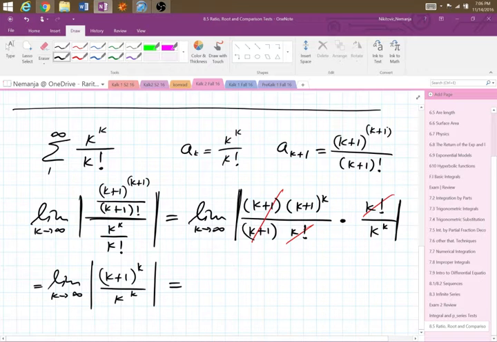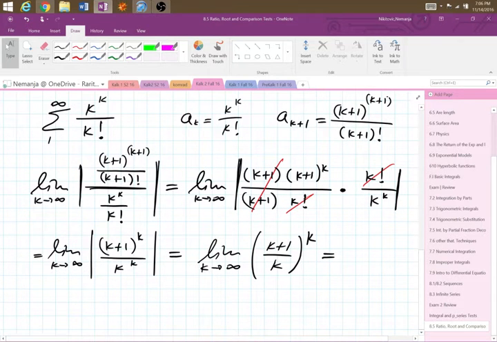So how about we pull the k exponent together? We don't need these absolute values anymore. How about now? Getting anywhere? It's like 1 plus 1... Okay, we can do that algebra. You want to divide k through? Sure. 1 plus 1 over k to the k, okay?